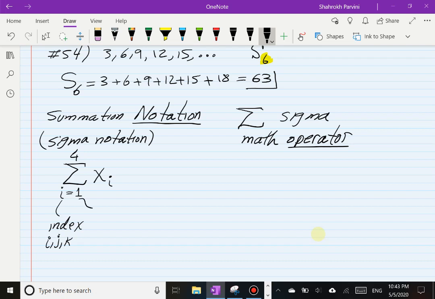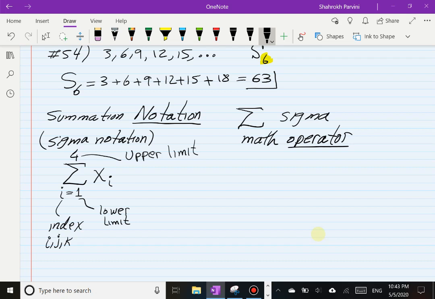Now, the number 1 in front of it is called the lower limit. And that lower limit usually starts with 1 or 0. Usually, it doesn't have to. It can start at 50, or it could start at negative 5. But usually, it's going to start with 1 for us, especially in statistics. And the number 4 up here is called the upper limit of that summation notation. Okay, so every sigma has an index, a lower limit, and an upper limit.